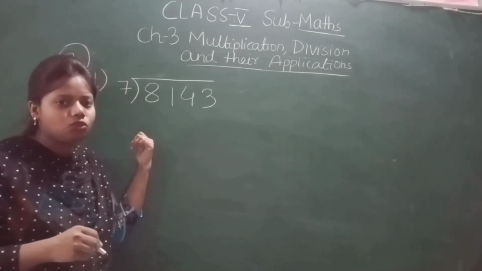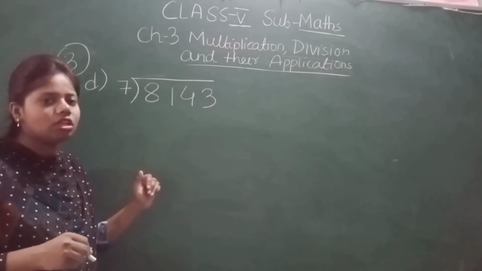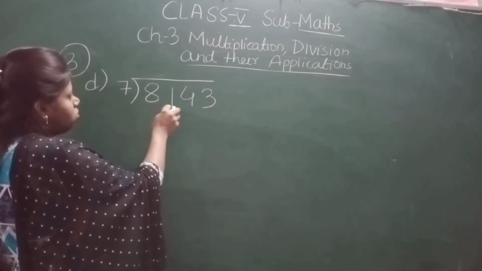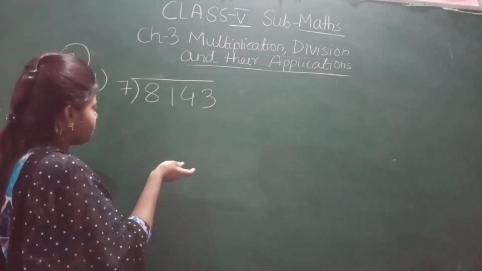Now let's see. I've taken question number D to show you how to divide. I've already shown you in filling the boxes. Now here also I'll show you how to do. Now we have to divide 8143 by 7.